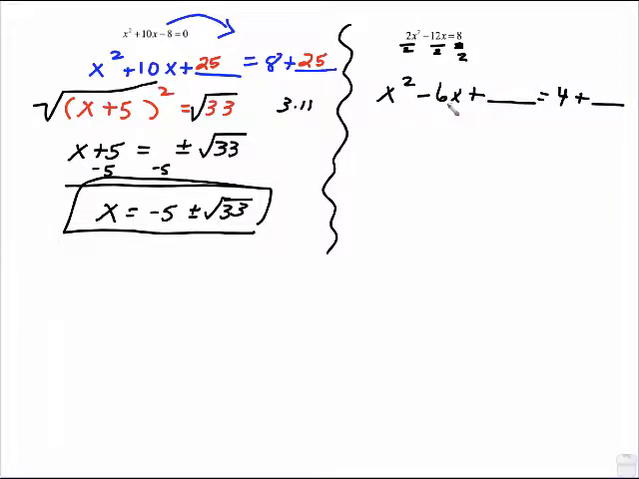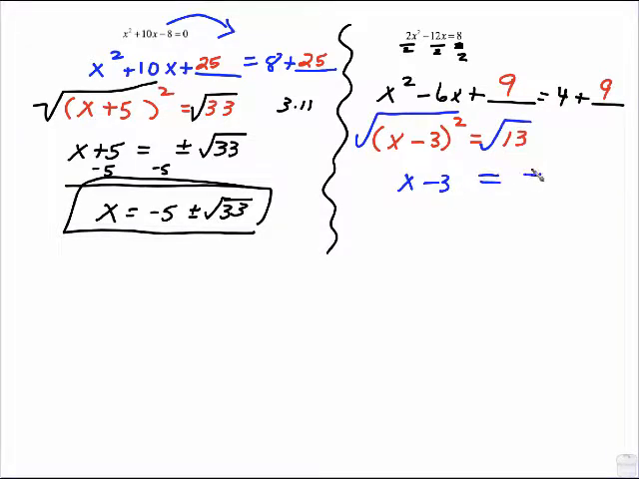Two steps. Half of 6 is 3. 3 squared is 9. Add 9 to this side. This factors as x minus 3 squared, because 3 times 3 is 9, and 3 plus 3 is 6. 4 plus 9 is 13. We're ready to solve by taking the square root of both sides. This is x minus 3 equals plus or minus radical 13.